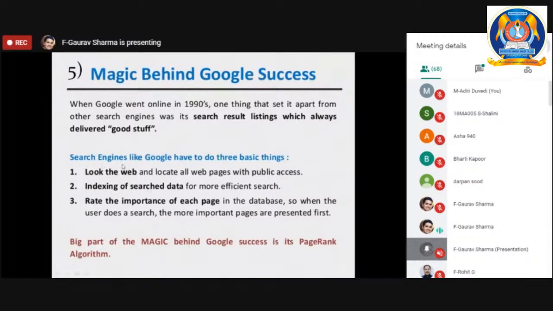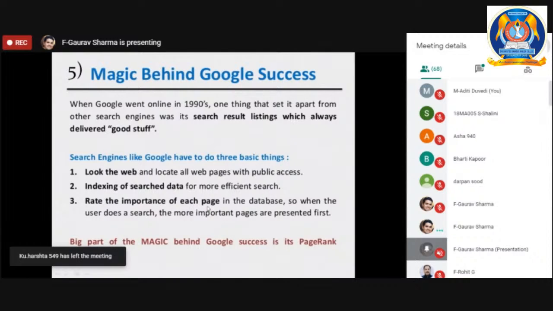Search engines like Google have to do three basic things. First, crawl the web and locate all web pages with public access. So this is the first. Whenever you write something, they show you the number of websites related to those words. Second thing is indexing the search data. So what is the numbering? When you put some words, what should be the numbering of those websites? And third is rating the importance of each page.